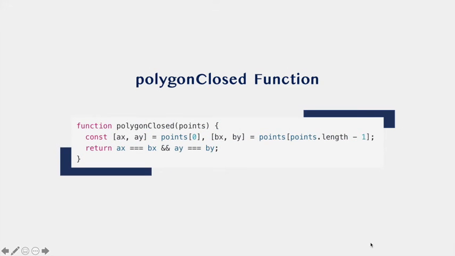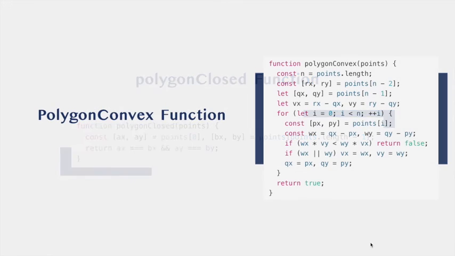The polygon closed function returns true if the provided sequence of points represents a closed polygon. Finally, the polygon convex function returns true if the given points represent a convex polygon, assuming that there are 3 points or more, and in counterclockwise order.